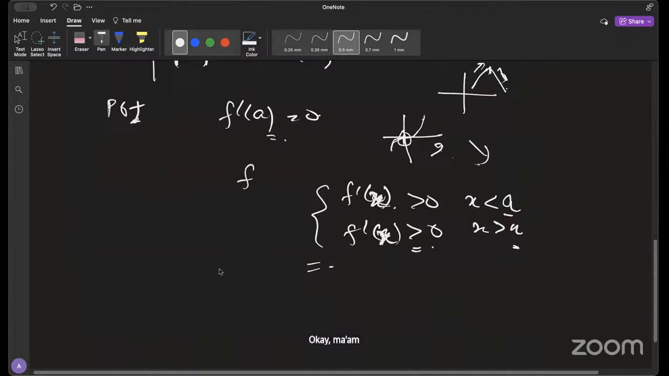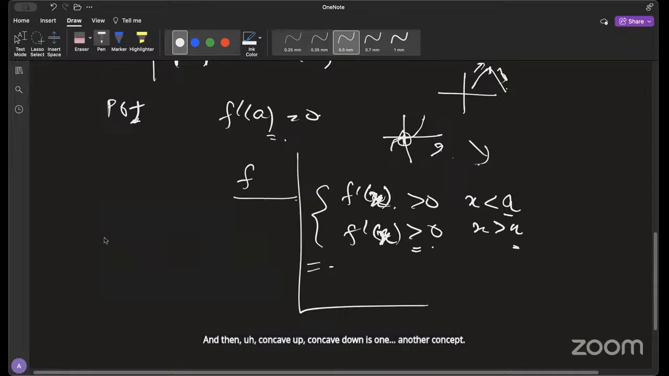Okay, ma'am. And then concave up, concave down is another concept. So for concave up, basically, concave up is basically this. Do we have concave up and concave down in the syllabus? So this is called concave up, something like this, and this is called concave down.